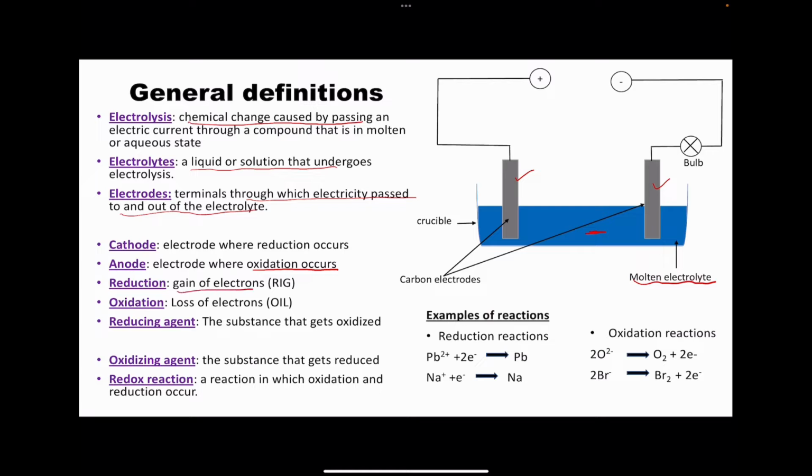Reduction is gain of electrons. Remember this. It reminds you of that. And oxidation is loss of electrons. So you can remember by saying oxidation is loss of electrons, and reduction is gain of electrons.